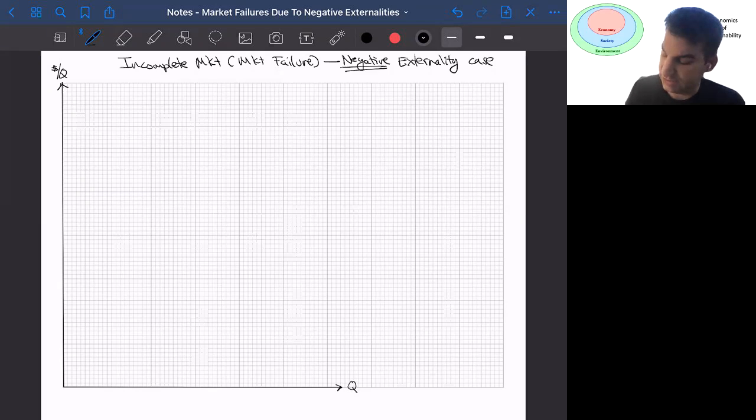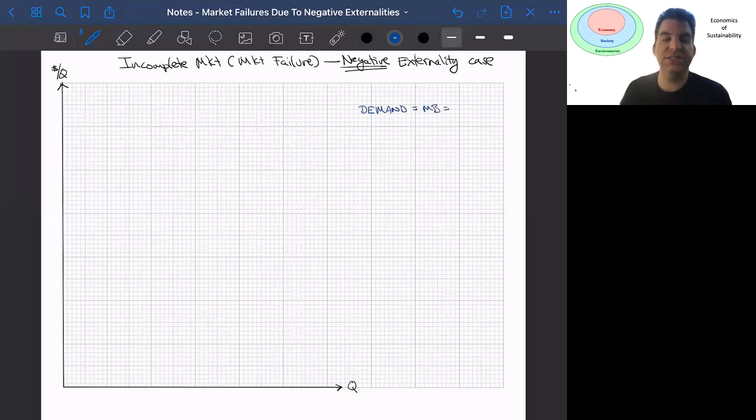So what we're going to say is, because we're only handling the negative externality, we're going to assume that the demand function is equal to the marginal benefit for society. So we're going to say the demand is equal to marginal benefit, and let's just say that it is 9 minus Q. So I'll go ahead and mark that up here.